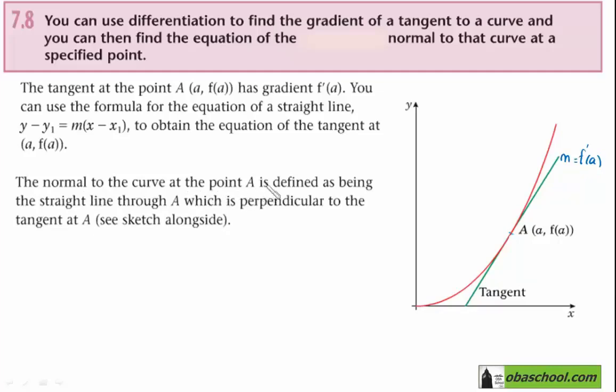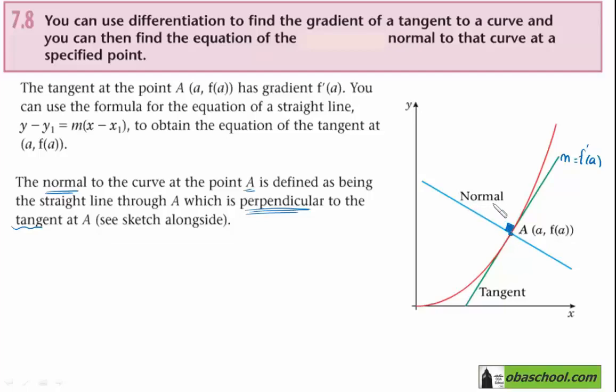Then the normal to the curve at the point A is defined as being the straight line through A, which is perpendicular to the tangent at A. Then the normal means that it's going to be passing through the point A and perpendicular to the tangent, that is creating an angle of 90 degrees with this tangent line. Thus this blue line represents the normal.